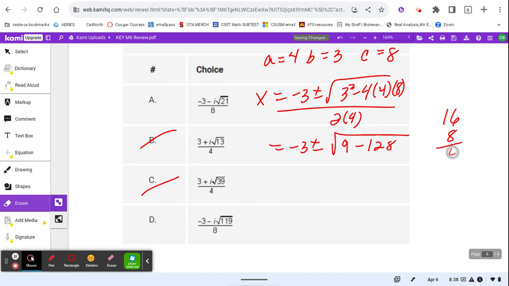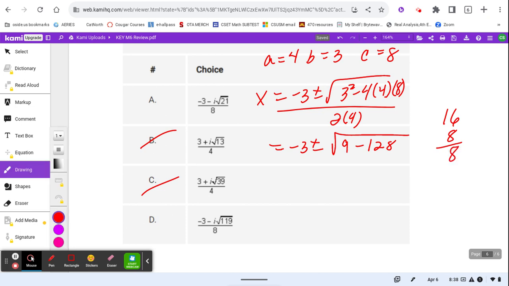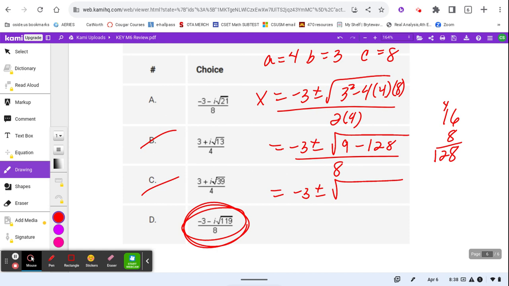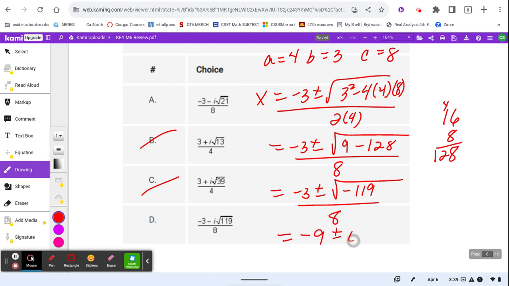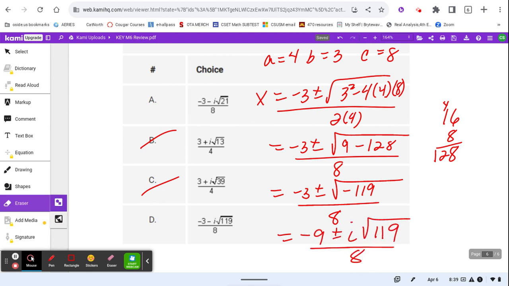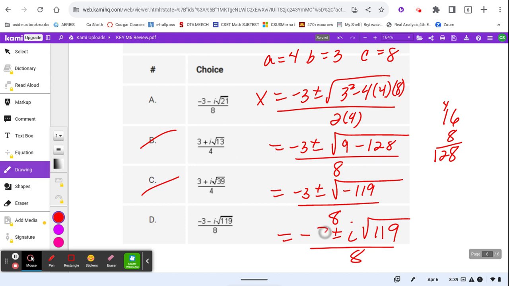Okay, how about I do this right? All right, it is 128, and then all over 8. So -3 plus or minus square root. I'm looking at my answers, and it's got to be -119, not the 21. And then we take out an i. My gosh, I keep writing the wrong numbers, guys. Sorry. So I look over here. I see my answer. There it is.